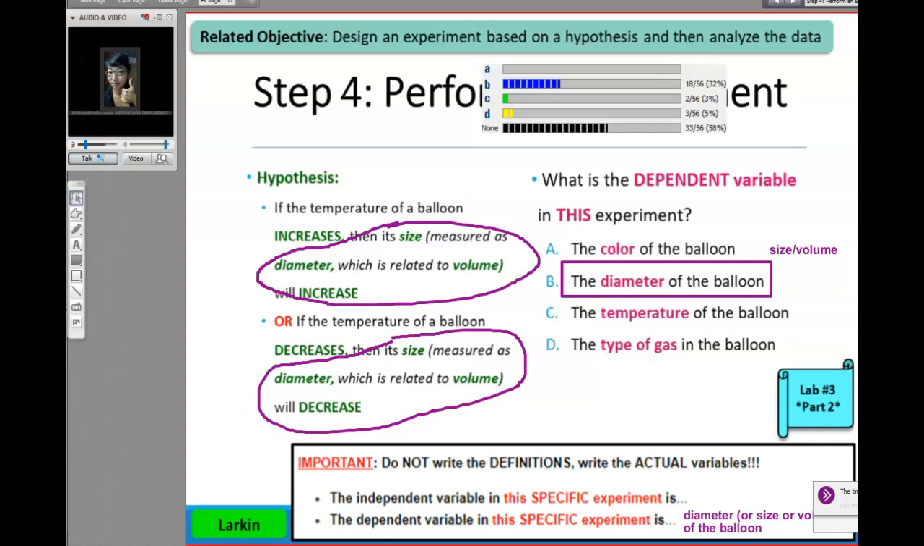Okay, no worries, Yuhan. You do not need to put what's in parentheses. I'm just saying that if you put any of those 3, I would give you credit. So if you want to put diameter, size, or volume, all of those things are synonymous in terms of how we're conducting our experiment today. Perfect. All right, let's keep on going.